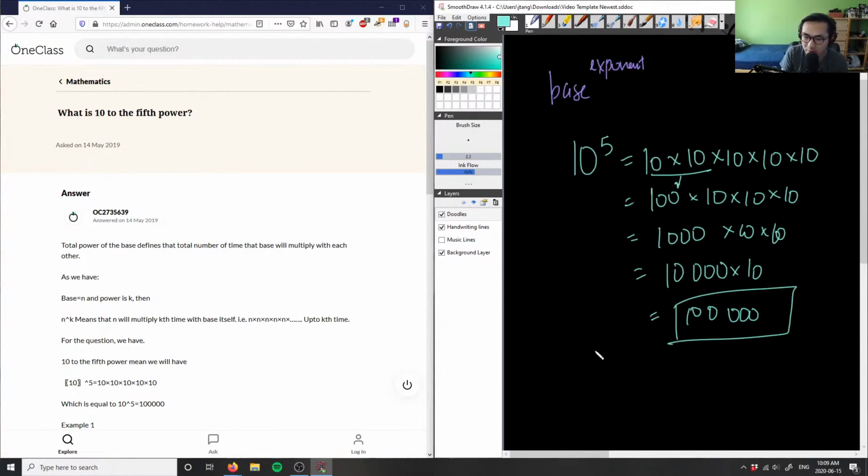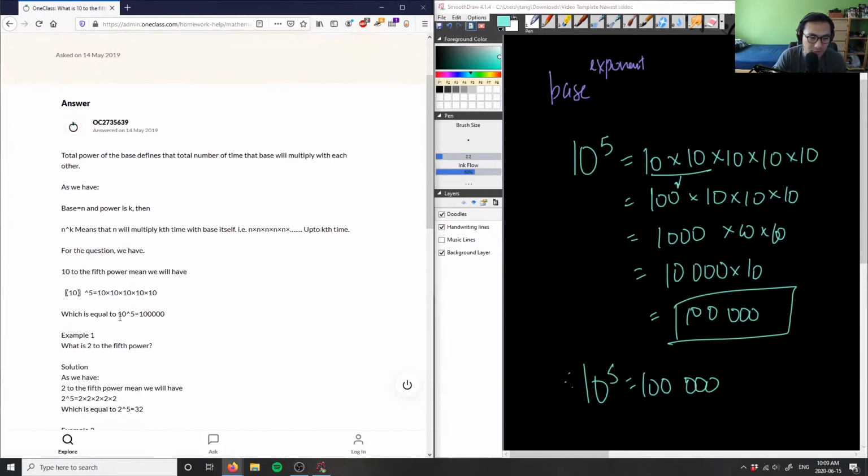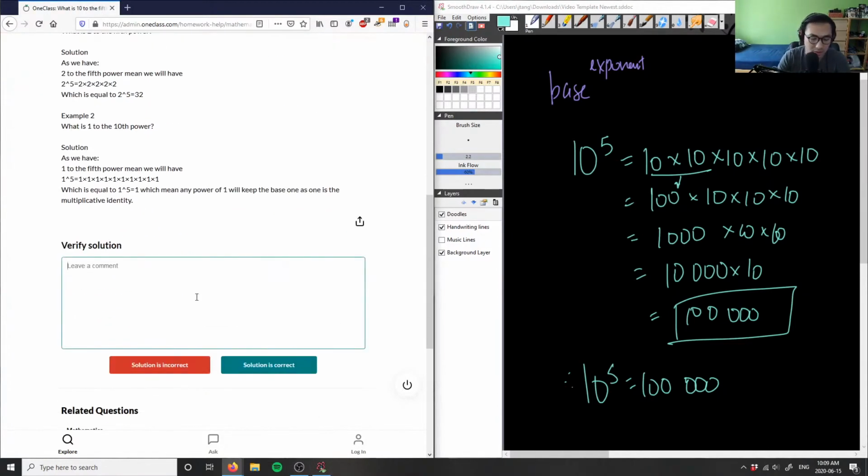Therefore, we can write that 10 to the power of 5 equals 100,000, and this is our solution. As you can see, this solution is also correct because they wrote 10 to the power of 5 equals 100,000. So the solution here is correct.